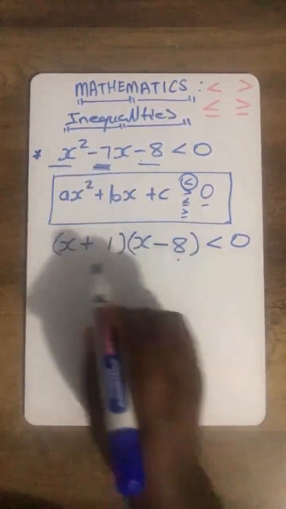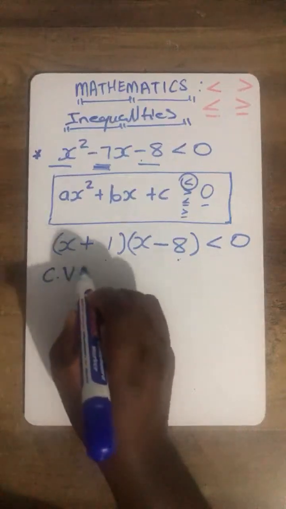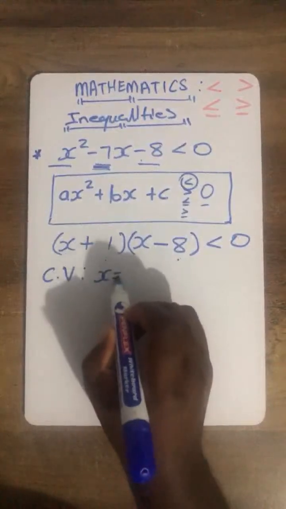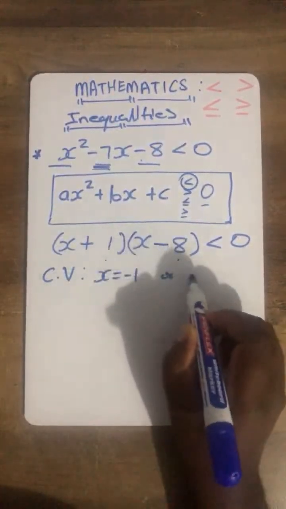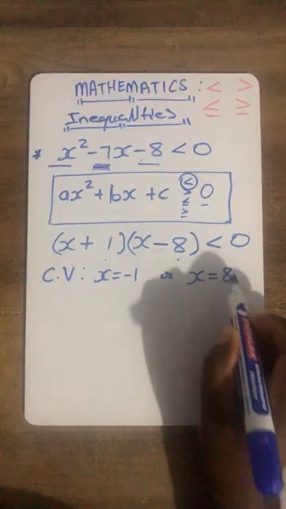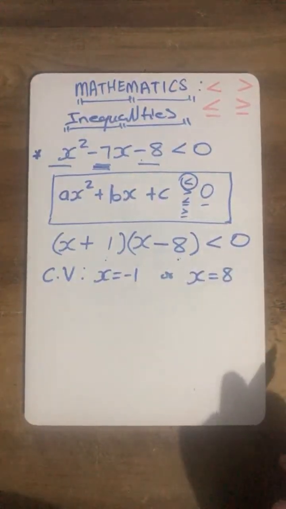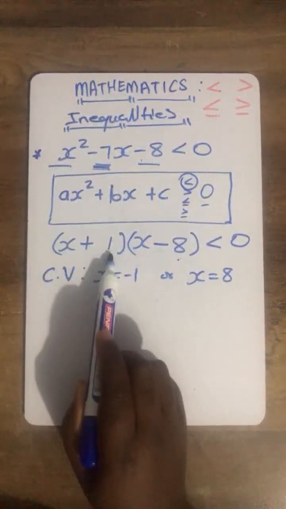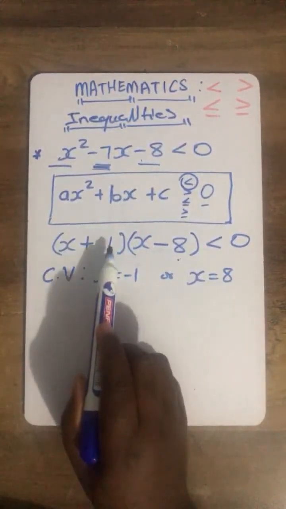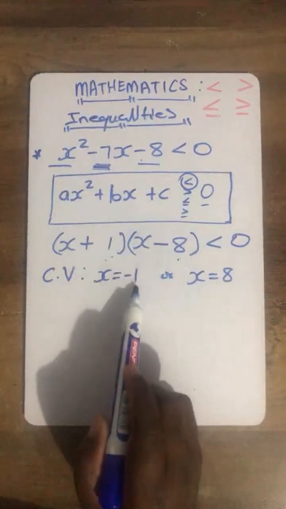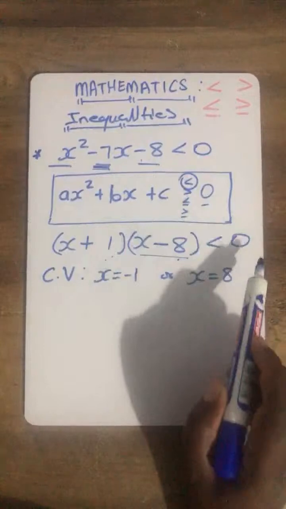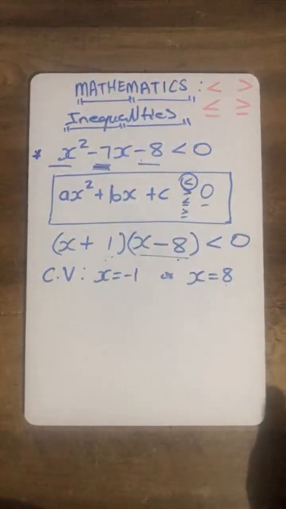So once you have factorized, this is where now you can write what we call the critical values, where you say x is equal to -1 or x is equal to 8. Where are those values coming from? You have this, and then you had to equate it to 0, then you take 1 to the other side, it becomes -1. You have that, which was equated to 0, you take 8 to the other side, it changes the sign, it becomes +8. That's what I meant on that one.